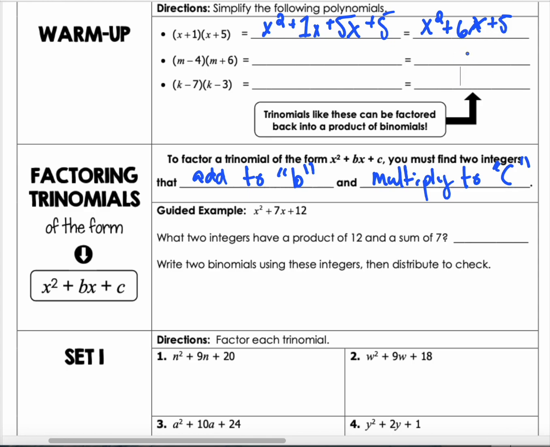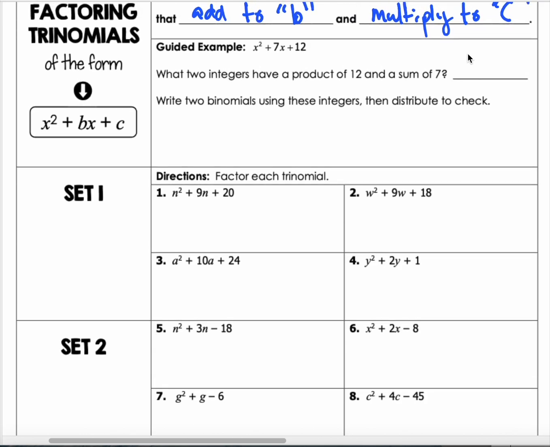Okay. So let's take a look right here. We have a guided example, and they give us x squared plus 7x plus 12. So we're trying to find something that adds to 7, which is our b, and something that multiplies to 12, which is our c. So let's go ahead and move this up a little bit.